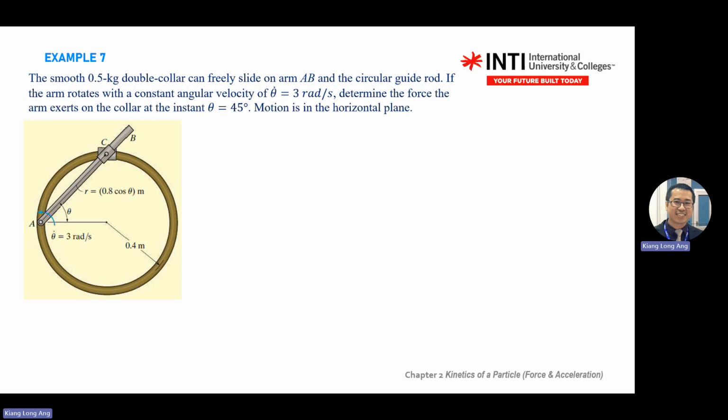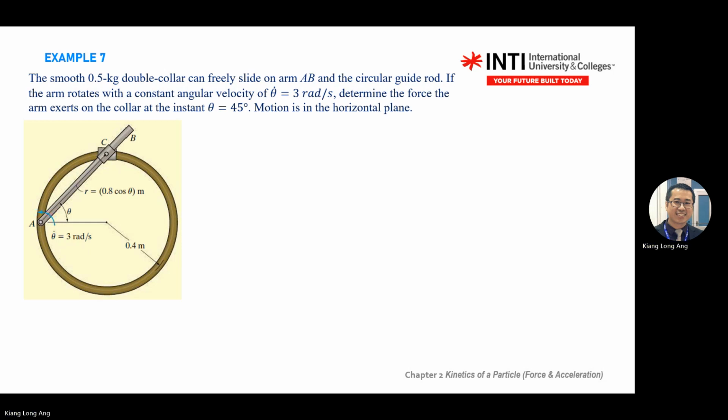You're given a smooth collar C that slides along AB. It means that if you move rod AB, this collar C will slide along this cylindrical body. The radius is 0.4. The length changes as 0.8 cos theta, where theta is from the horizontal to the rod. The angle of rotation, given by the blue arrow, is anticlockwise, with constant angular velocity 3 radian per second. Determine the force exerted on the collar at the instant of 45 degrees.